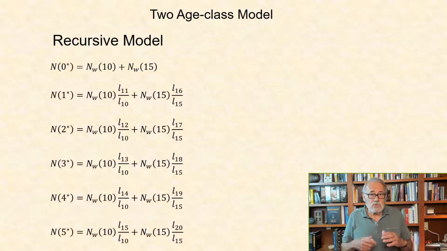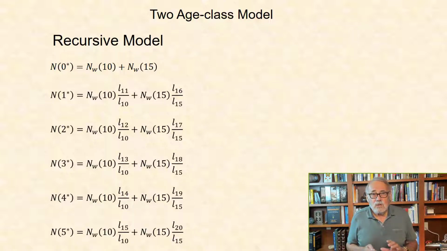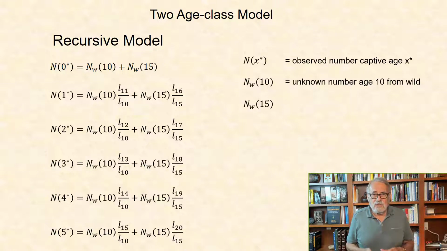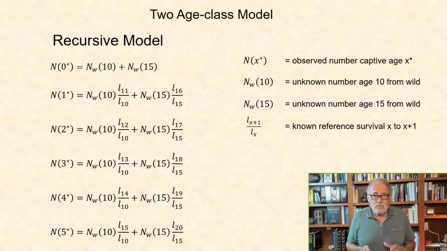This shows the recursive model of simultaneous equations that is used for estimating age structure, where n_x star denotes the number at captive age x. NW10 and NW15 denote the unknown number of individuals at ages 10 and 15 from the wild in the captive cohort. And L_(x+1) over L_x gives the known reference survival from ages x to x plus 1.